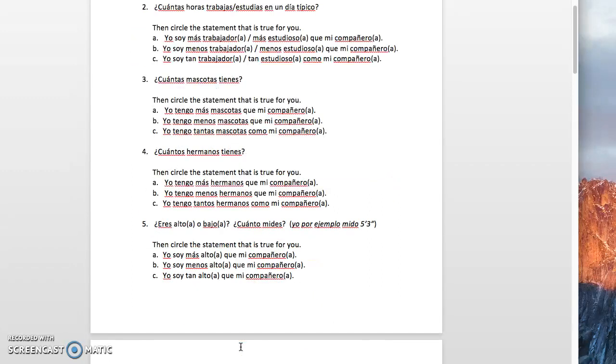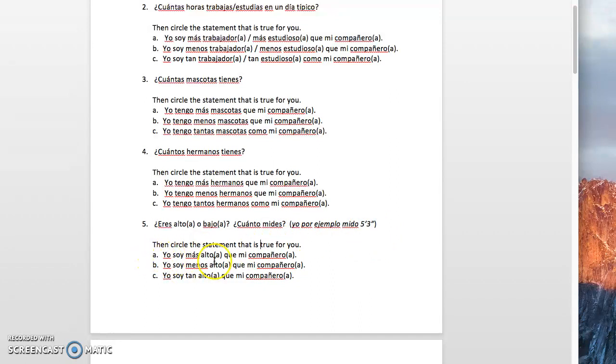Y número 5. ¿Eres alto o eres bajo? ¿Eres alta o baja? ¿Cuánto mides? En español, usamos el verbo medir, mides, to ask about how tall you are. Yo, por ejemplo, mido 5 pies y 3 pulgadas. Then circle the statement that's true for you. So pretend you're talking to me. Yo mido 5 pies y 3 pulgadas, which is true for you.